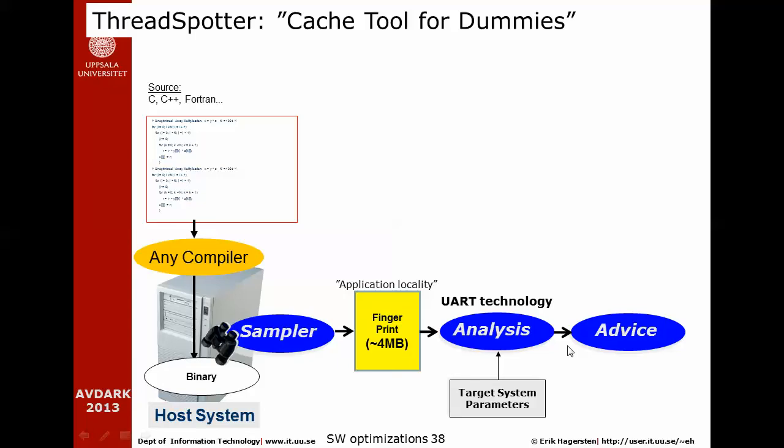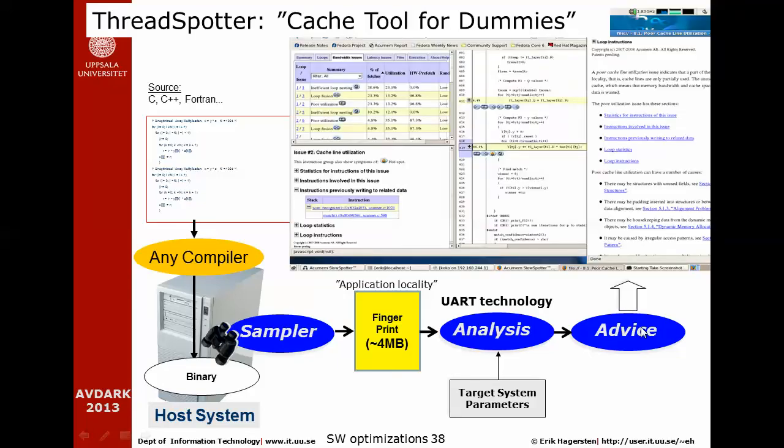Then we tagged on a heuristic level, an advice level, that not just figures out how the application is treated by the cache hierarchy, but also tries to find places in the code of the binary where we think there is an opportunity for improvement. So what we present to the programmer, to the dummy, is a list of performance problems.